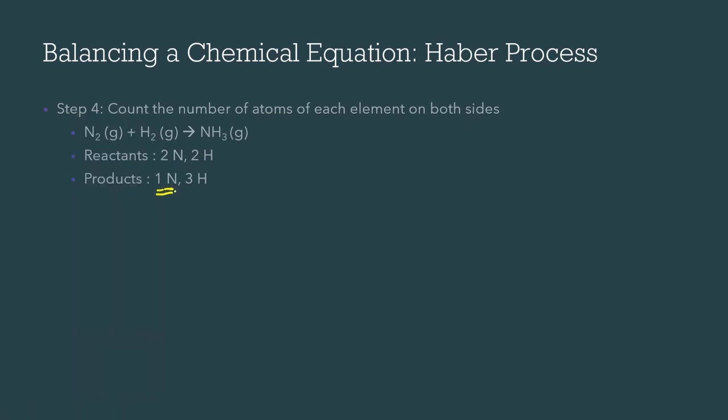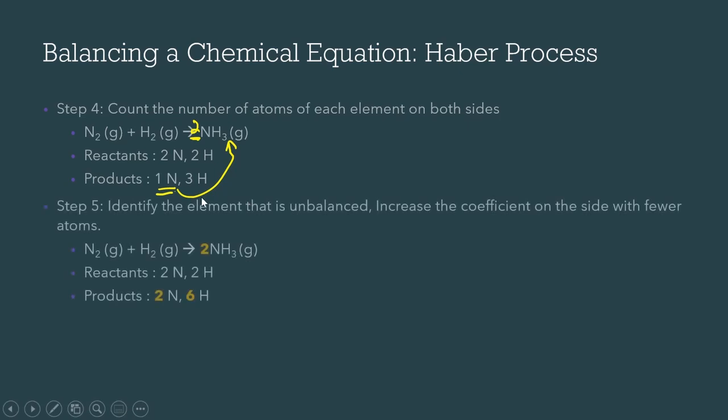Next, we identify the product that nitrogen came from. In this example, it will be ammonia, NH3. So one NH3 gives us one nitrogen atom. So how many NH3 would give us two nitrogen atoms? We would need two NH3. Note that when we change the coefficient of NH3, the number of hydrogen atoms is also affected because NH3 is a compound containing both nitrogen and hydrogen. So the number of hydrogen atoms on the side of the products has increased from 3 to 6.